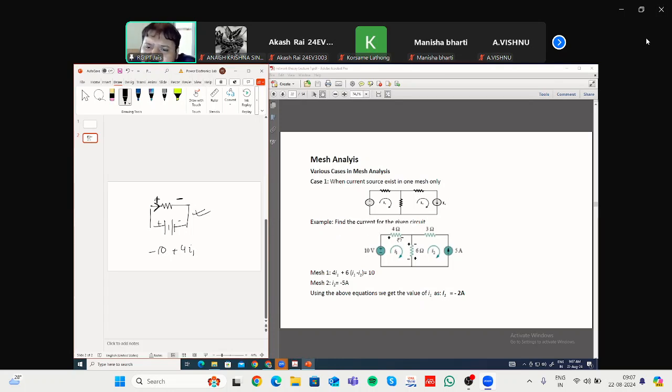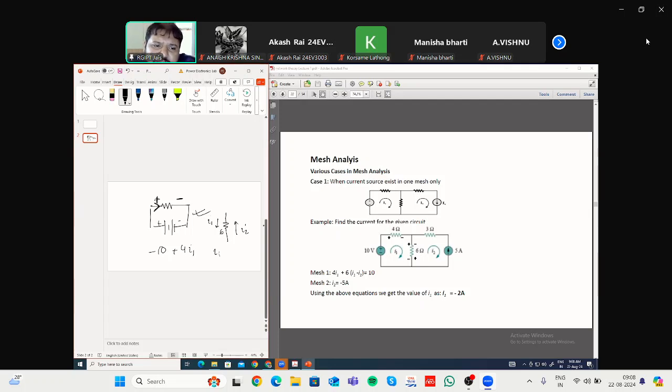Then if you move in clockwise direction, the next resistance you will face is the 6 ohm. But the problem with the 6 ohm resistance is that it is common to both mesh 1 and mesh 2. That means two currents will be flowing. Through this part, I1 will be flowing, and through here, I2 will be flowing. This is a 6 ohm resistance.